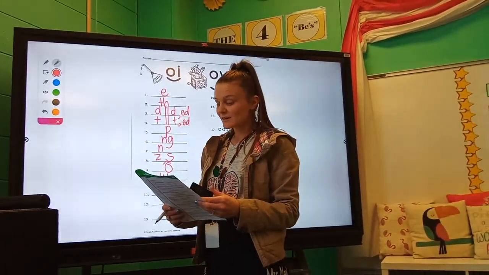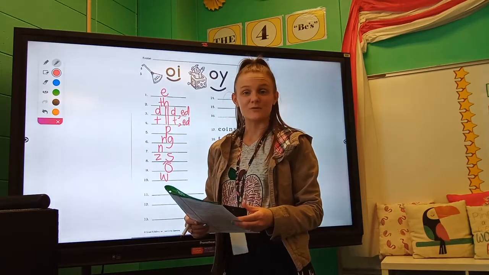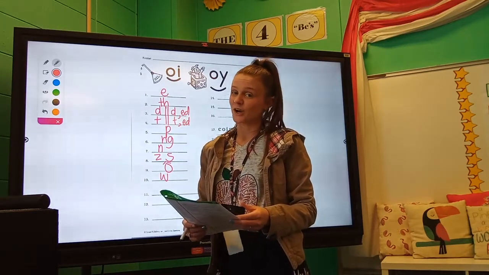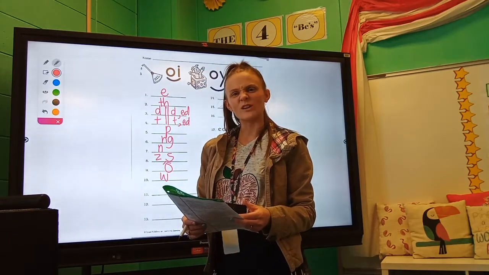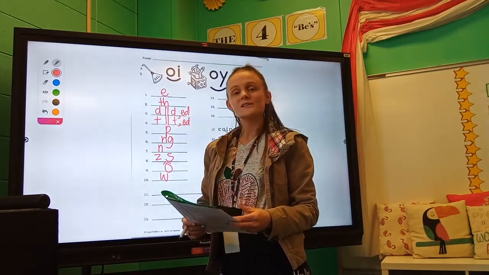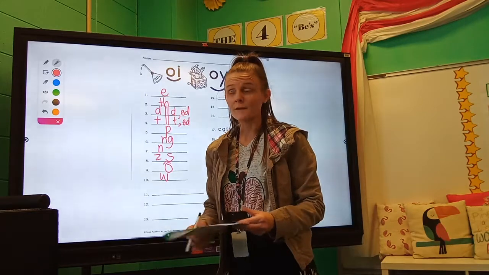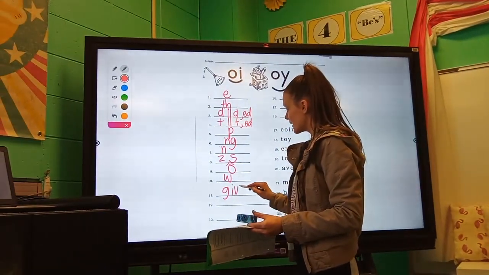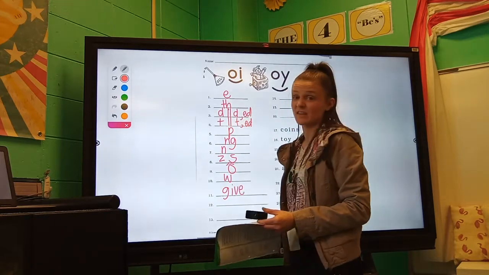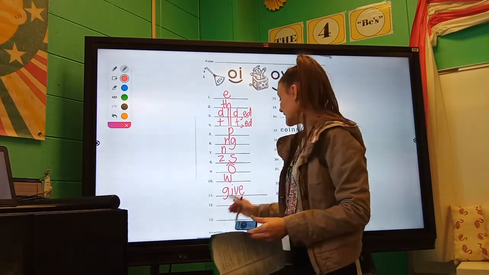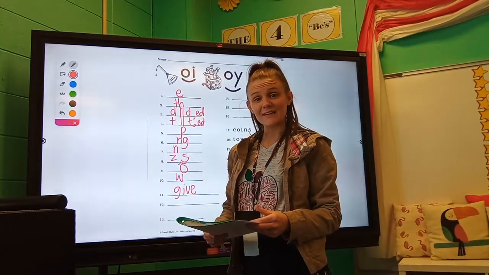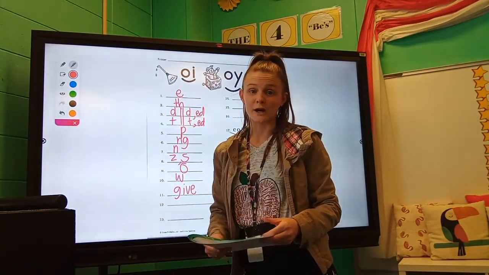For number 11, we're spelling the word give. Give. This is a sight word because it doesn't sound the way that we spell it. So we spell the word give by writing give, but it has an E on the end. That E is not a sneaky E because our I is not saying its name. That's why this word is a rule breaker.